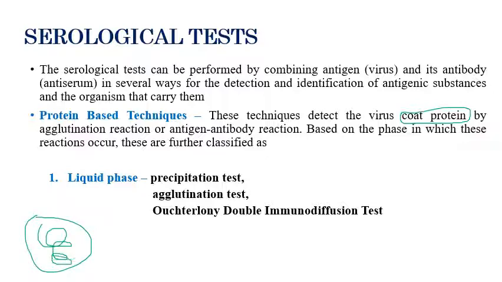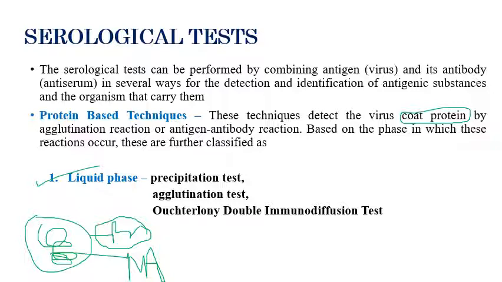Coming to the composition of plant viruses, there are two major structural components. The first one is nucleic acid, the second one is protein coat. This protein-based technique can identify the protein coat, or coat protein. The phases of reactions are of two types, that is liquid phase and solid phase.